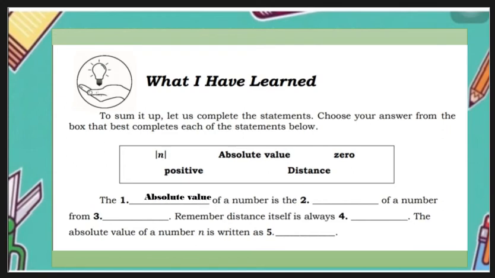Okay, absolute value of a number is the distance of a number from 0. Remember, distance itself is always positive. The absolute value of a number n is written as, okay, so this is the symbol for the absolute.